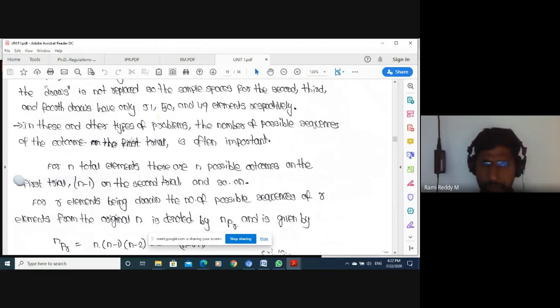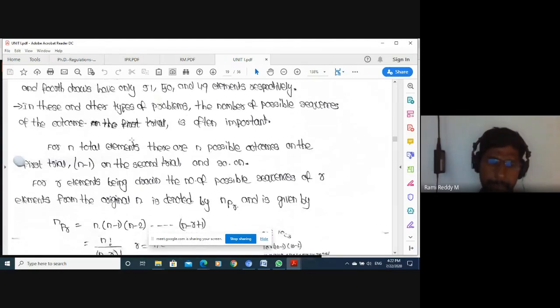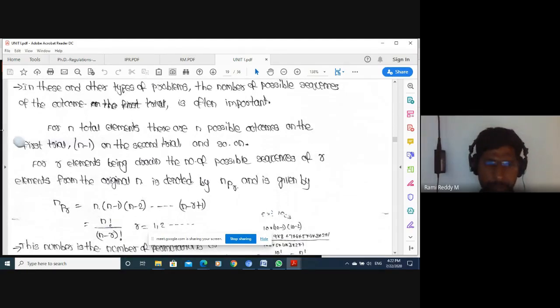Out of n total elements, for r elements being drawn, the number of possible sequences of r elements from the original n is denoted by nPr and is given by nPr equal to n into n minus 1 into n minus 2 into and so on to n minus (r minus 1). If you remove the brackets, we will be getting it as n minus r plus 1. That is n factorial divided by n minus r factorial.